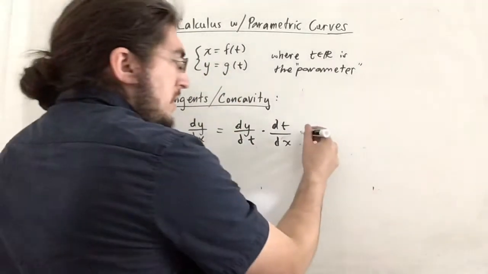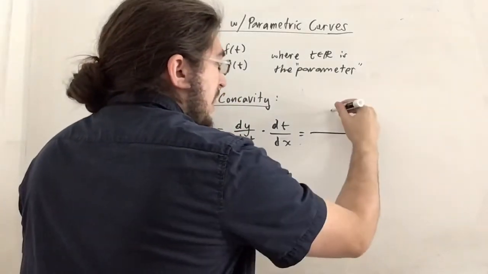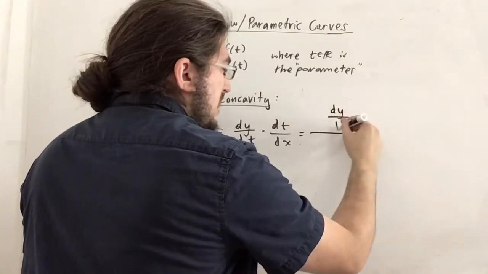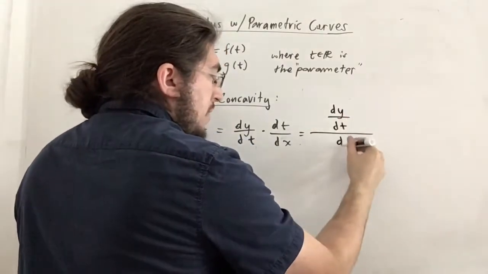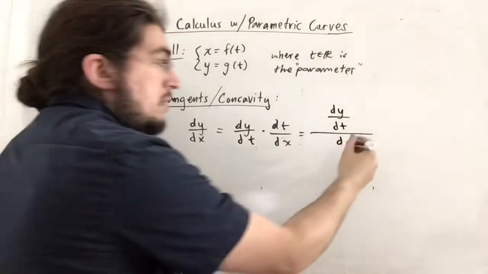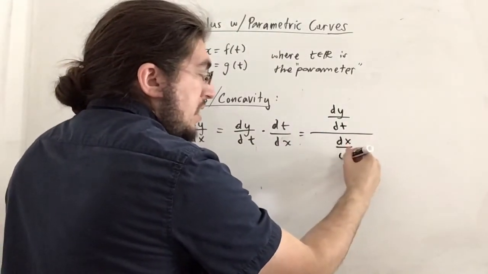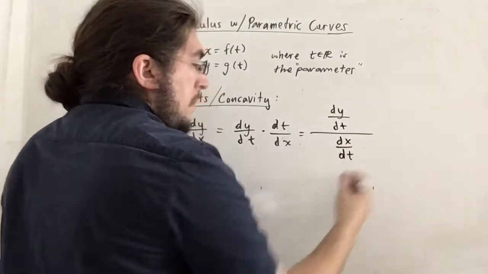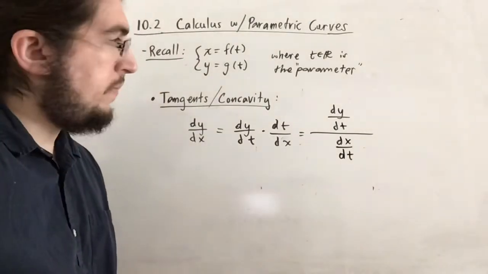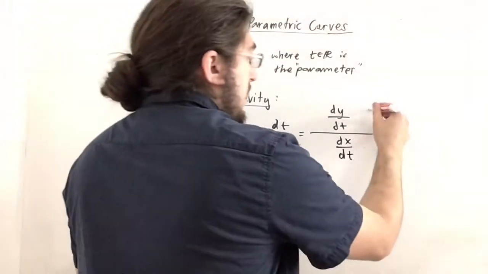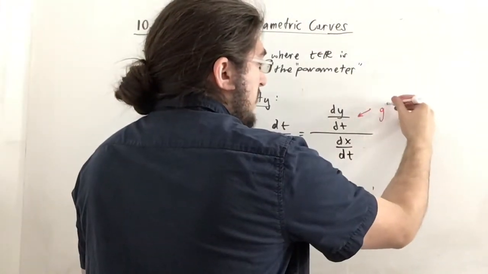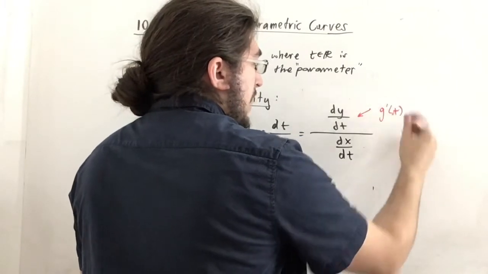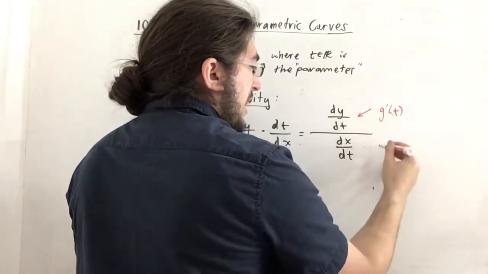So what we can do instead is write this even better as dy over dt divided by the reciprocal of dt over dx, which is dx over dt. This makes a little more sense. Basically, let me just highlight in red here. This is g prime of t. And this right here is, of course, f prime of t.